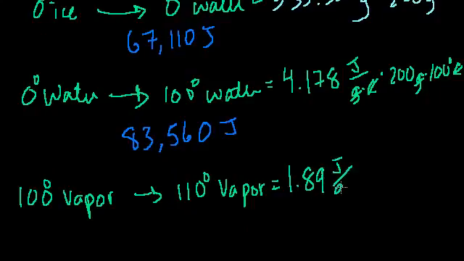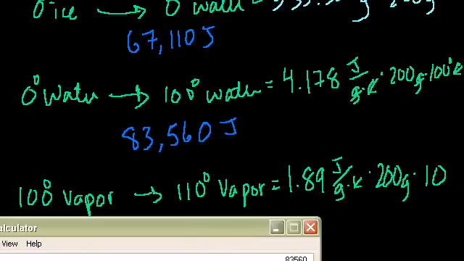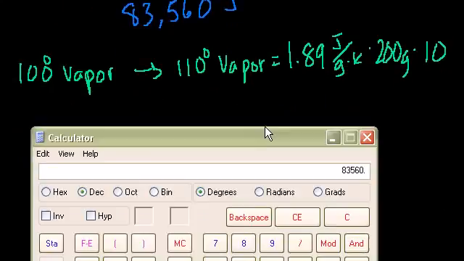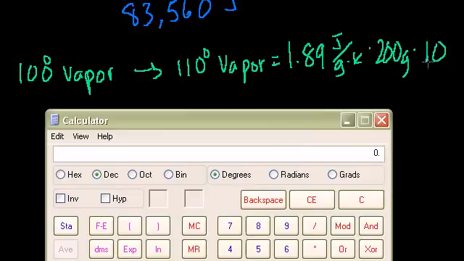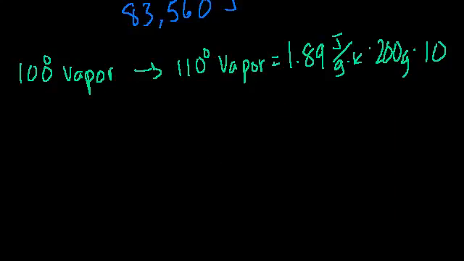1.89 joules per gram Kelvin multiplied by the amount of vapor we're dealing with, 200 grams. That obviously doesn't change. We're not adding or taking away mass from the system. Times the temperature change, times 10. So what is that? Let me get the calculator out again. We're dealing with a 10-degree change, 10 degrees Celsius, times 200, times 1.89 is equal to 3,780.